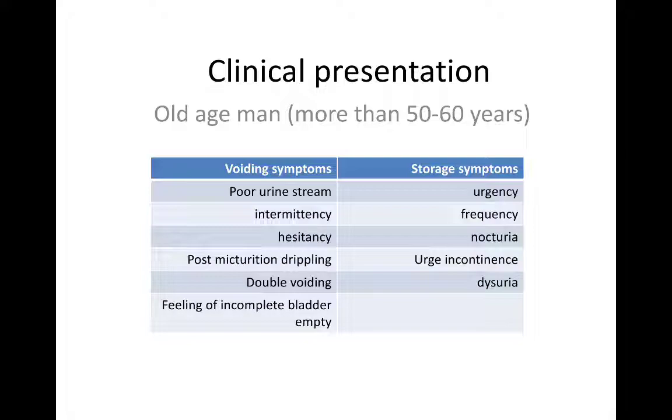Urge incontinence is the most severe aspect of urgency. Urge incontinence means a sudden strong desire leading to involuntary urination. And sometimes there is dysuria, meaning a feeling of burning or pain during urination, and this occurs mainly if there is an associated complication like UTI, cystitis, or a stone in the urinary bladder.